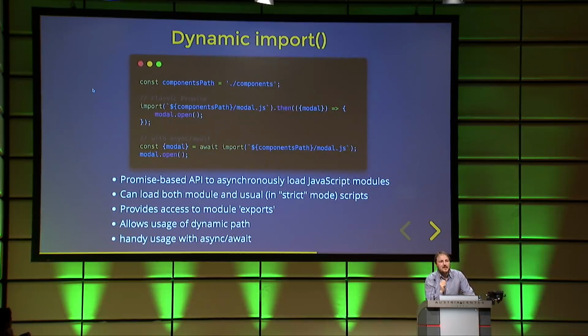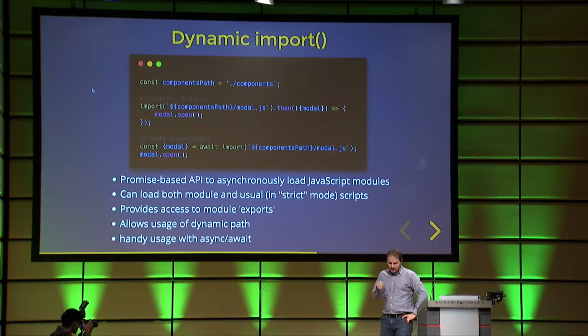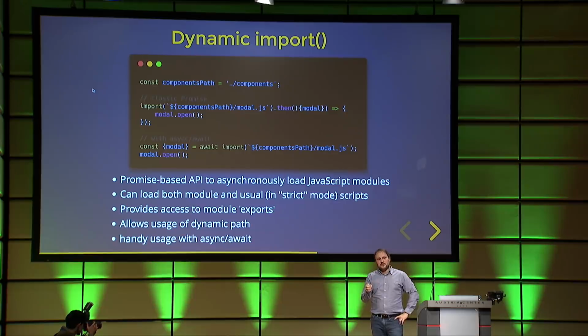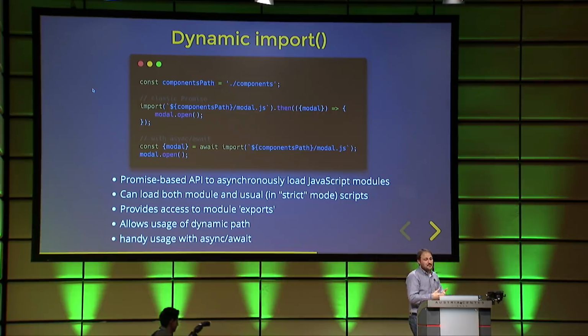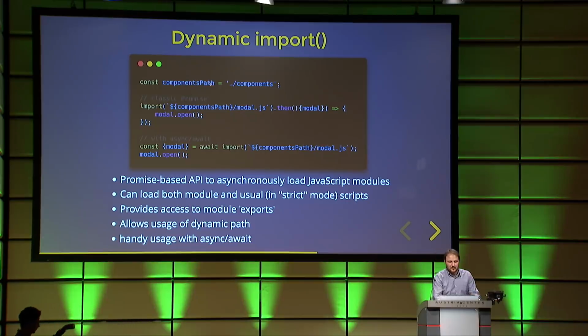I'm sorry. Dynamic import. I'm sorry, guys. Something I promised you, which will at least be much better to use. Dynamic import is a promise-based API, which gives you the ability, at any particular part of your JavaScript, to say, I need to load some module dynamically. Wonderful. And you see, immediately you can use dynamic paths, like component paths. You can put this not on the top level, but whenever you want in your application. And it works with async await, which is wonderful.